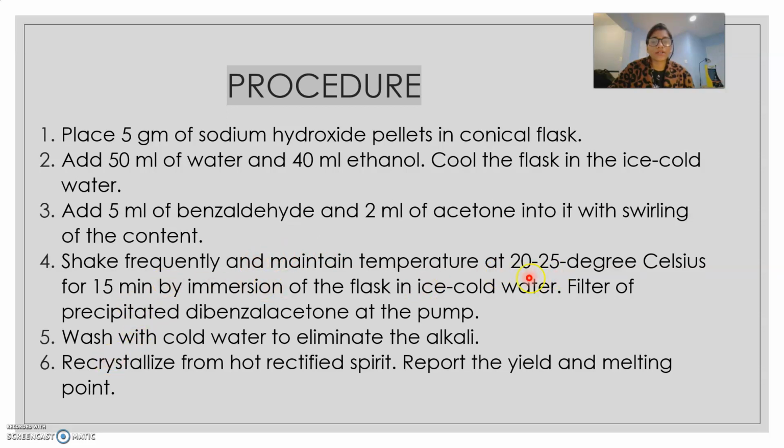And we have to keep this in the deep freezer at 20 to 25 degrees for 15 minutes, and then filter it through the Buchner funnel. In the Buchner funnel, we are going to add cold water. By adding the cold water, the extra alkali present in it will be removed. And then recrystallization from hot spirit, and then we have to report the yield and the melting point.